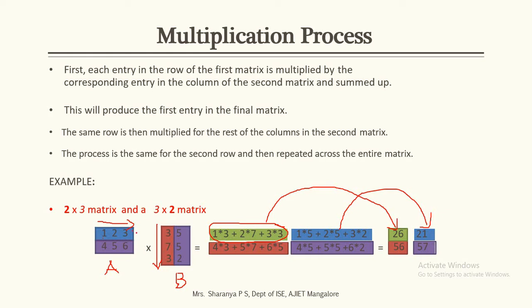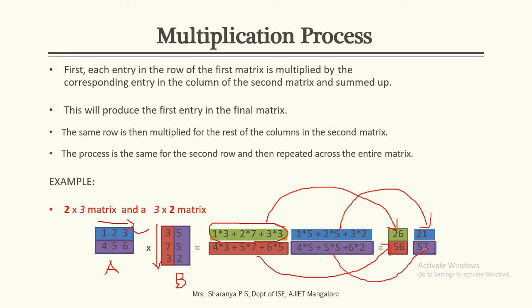Now we are done with the first row and we have obtained the first row of the resultant matrix as well. Next we proceed with the next row of the first matrix. Each row of the first matrix needs to be multiplied by each column of the second matrix, with the elements 4 into 3 plus 5 into 7 plus 6 into 3. That will yield the next element in the resultant matrix. Next, 4 into 5 plus 5 into 5 plus 6 into 2.